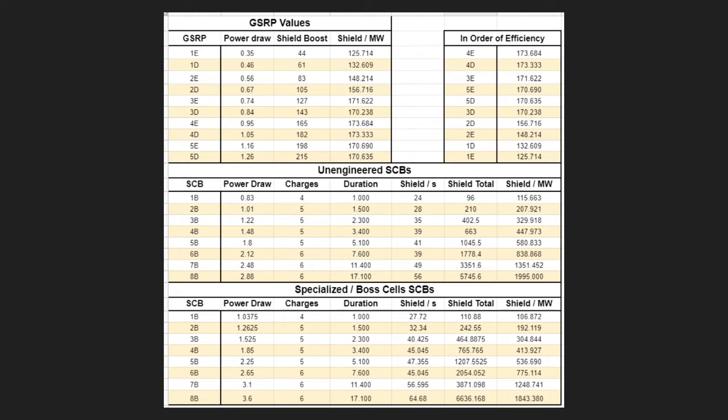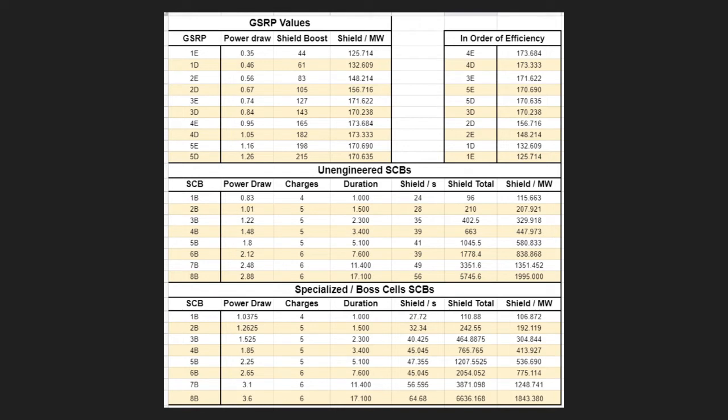Obviously, SCBs have a slight advantage in some ways in that they are available at larger class slots. Due to the way OofDev seems to scale their modules, this tends to mean that there's going to be some favor to the modules at larger class slots. But even the 4E GSRP at some 173 shield per megawatt is dwarfed by the 4B SCBs at almost 450 shield per megawatt.